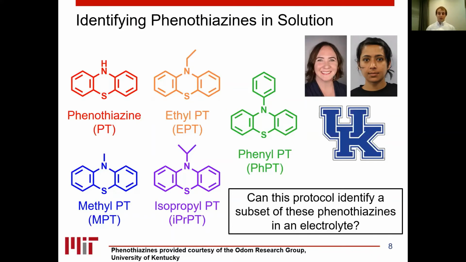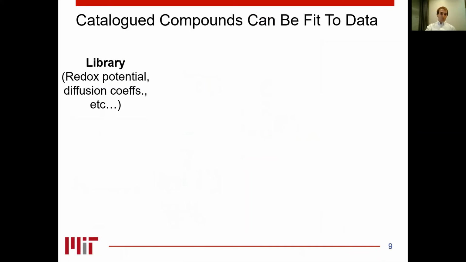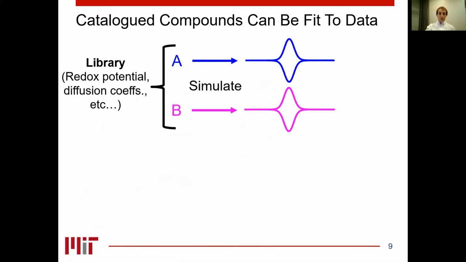This vector of best fit concentrations is then used to determine the probability that each phenothiazine is present in the electrolyte. So the vector of best fit concentrations is first found by referencing the library. In this particular case, if there are 2 compounds in the library, information from this library is used to simulate an electrochemical signal. In this particular case, a cyclic square wave voltammogram.